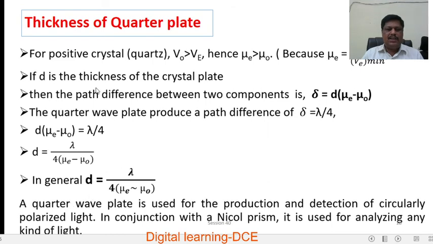What is the importance of the quarter wave plate? A quarter wave plate is used for the production and detection of circularly polarized light. This is very important. A quarter wave plate is used for the production and detection of circularly polarized light. In conjunction with a nicol prism, it is used for analyzing any kind of light.